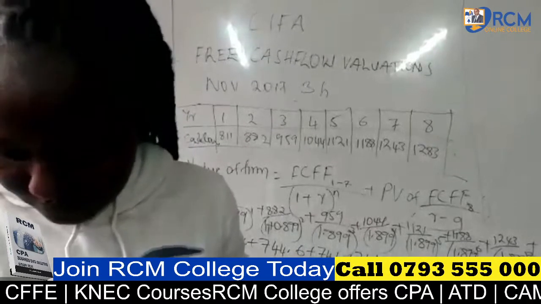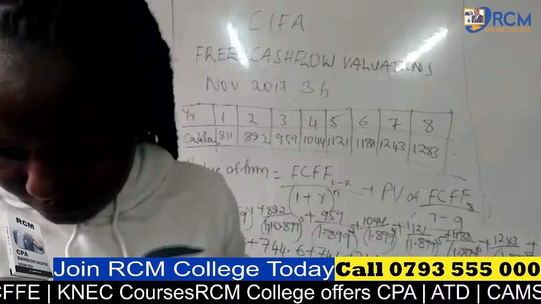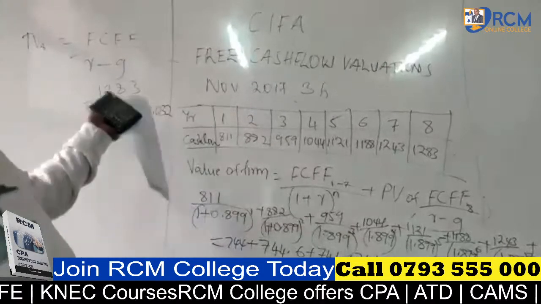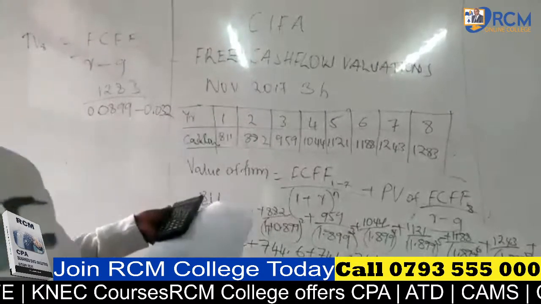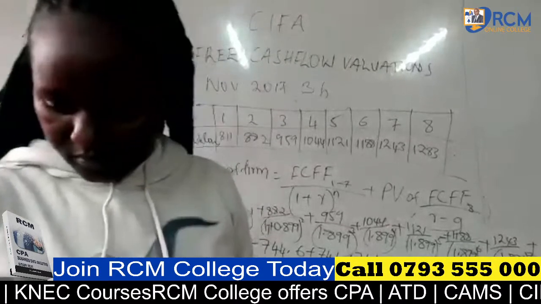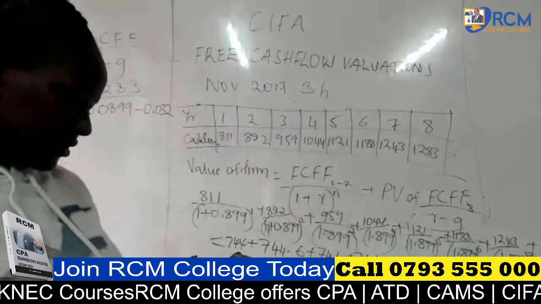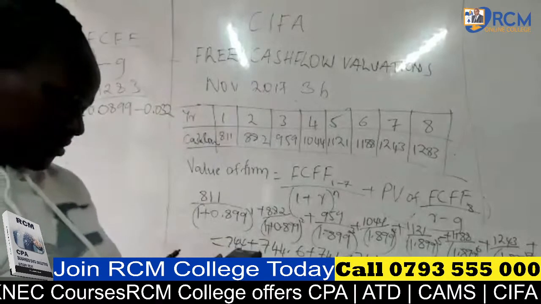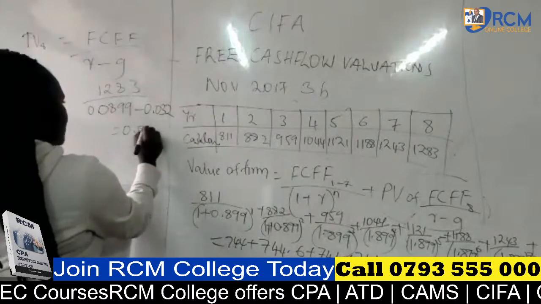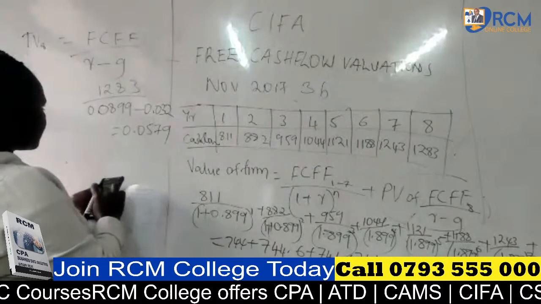So the answer is whatever I did is not the same as that one. I was following the example here, which is what the book says. So let's just finish, then we can compare this with what you have. We have 0.0899 minus 0.032, which is 0.0579 for the denominator.